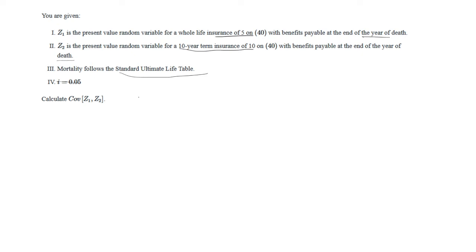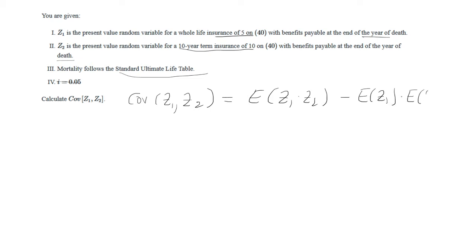So using first principles, the covariance is the expected value of Z1 and Z2 minus expected value of Z1 times expected value of Z2. Well, let's see what Z1 is. Z1 is a whole life insurance of 5. So the present value is always going to be 5 regardless of what year it is. So we can say for the first 10 years or after 10 years.